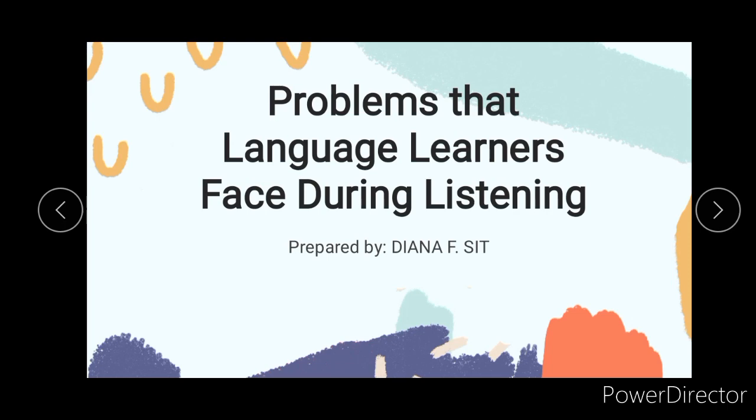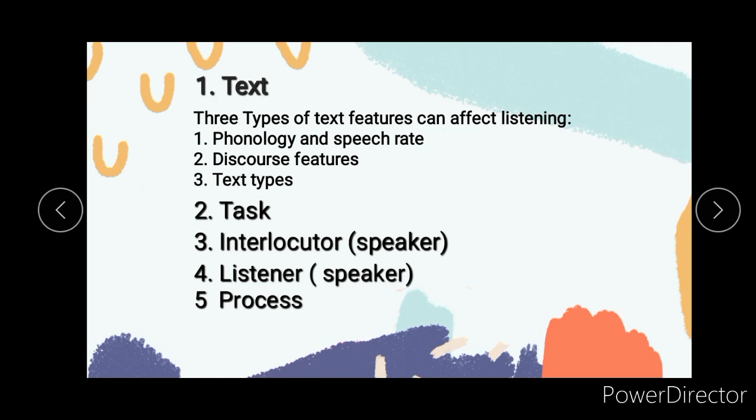And today I will be discussing one of the topics in teaching listening, entitled The Problems that Language Learners Face During Listening. One of the problems that may affect is in terms of the text. We have here three types of text features that can affect listening. The first one is the phonology and speech rate. The second is the discourse features. And the third one is the text types.